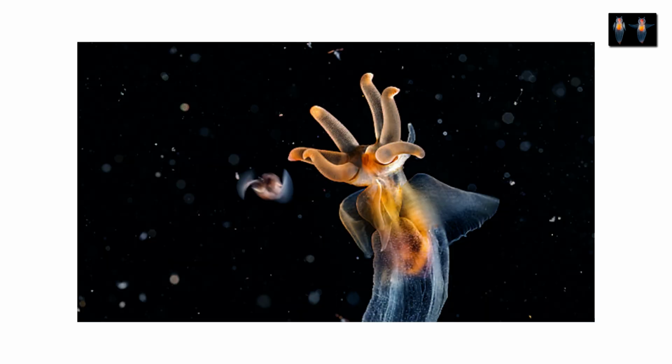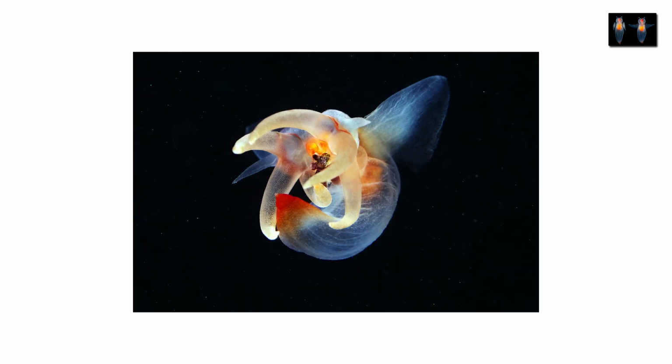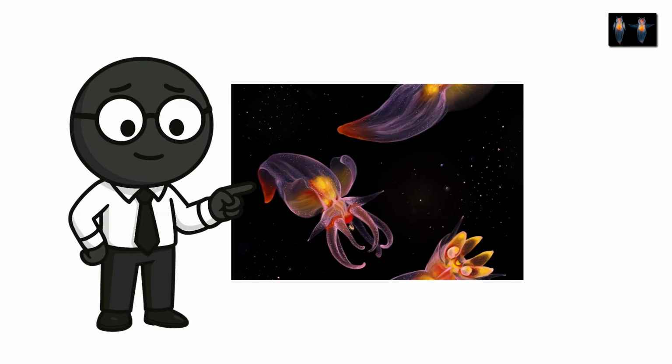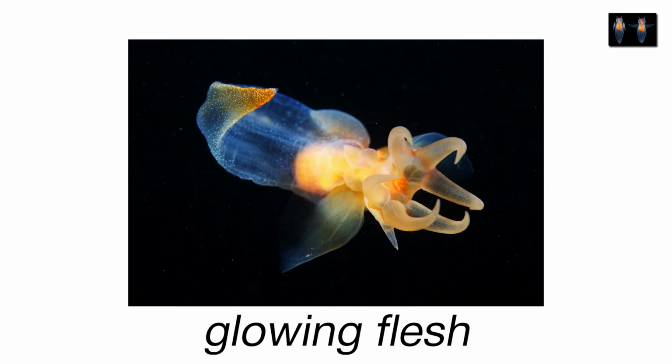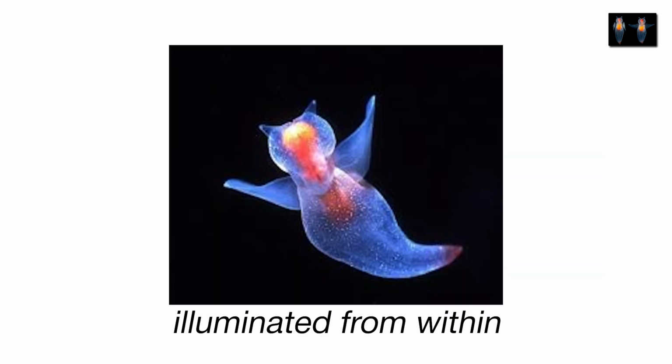Sea angels feed on sea butterflies, their close relatives. When they find one, they grab it with hooks, rip open its shell, and consume it alive. They have no shells themselves, just gelatinous, glowing flesh. Their ethereal transparency makes them look like ghosts, illuminated from within.